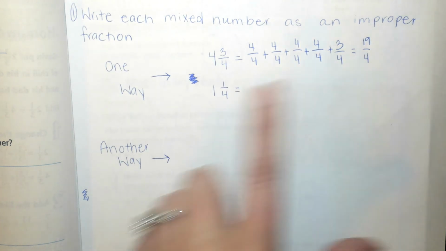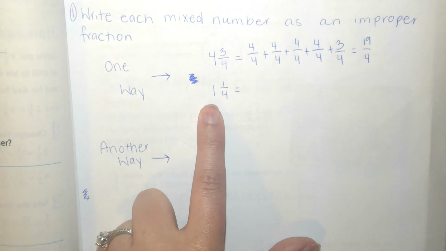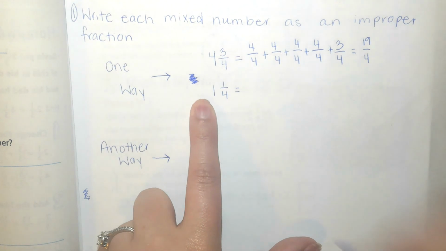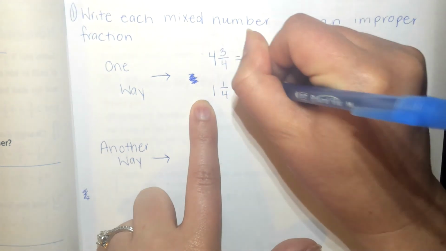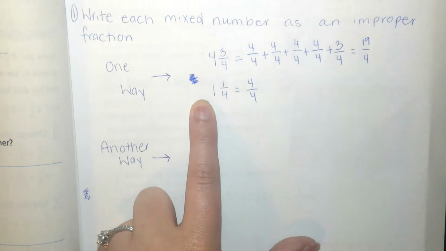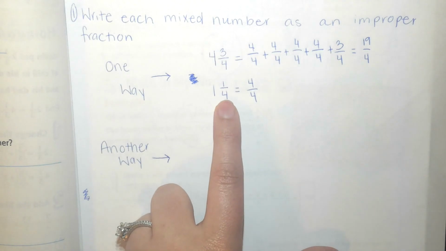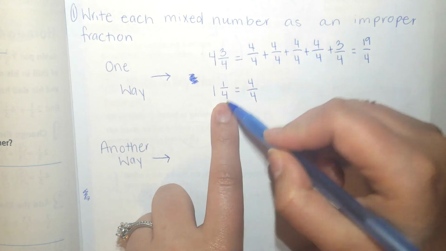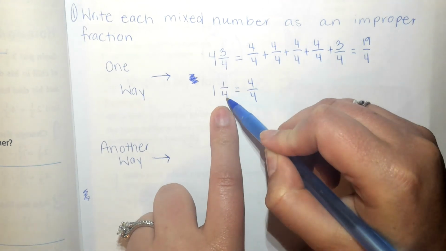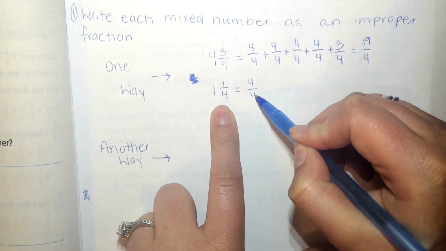Okay, now I need to do the same thing for 1 1/4. 1 as a fraction is 4/4. And the reason that I'm choosing fourths here is because the fraction part of this mixed number is in fourths. If this had been sixths, then I would do 6 sixths. I hope that makes sense.